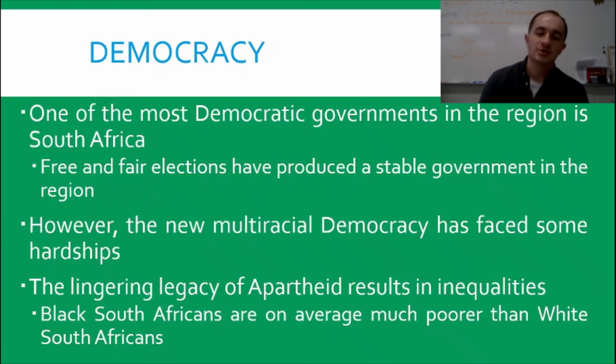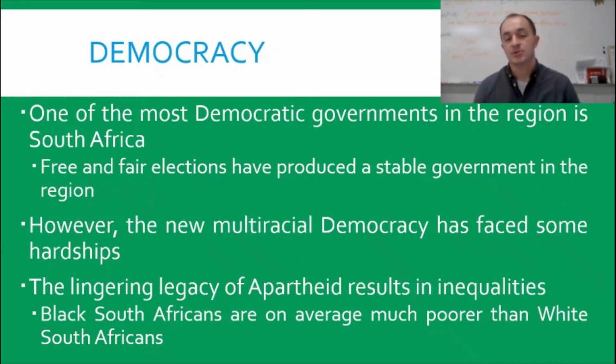However, the new multiracial democracy has faced some hardships. So the lingering legacy of apartheid results in inequalities in the area. One example of this is Black South Africans are on average much poorer than their white South African counterparts. So we see inequalities in things such as healthcare, education, living arrangements, job potential. We see differences and inequalities in all sorts of aspects like those, which result in a lot of the Black South Africans being much poorer than the white South Africans.